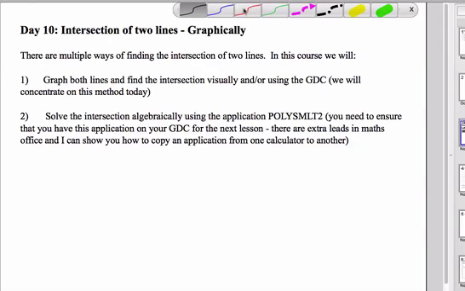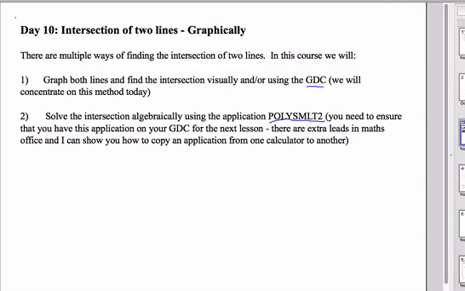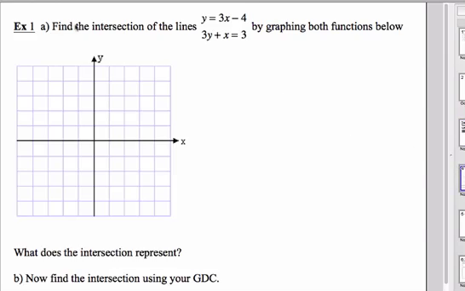Hello, this is Mr. Collier, and today we're going to be finding the intersection of two lines graphically. We're going to use our GDC to do that graphically, and we're also going to use our GDC to find this intersection with PolySmlt 2. So firstly, let's take a look at a first example. We're going to find the intersection of these two lines by graphing below.